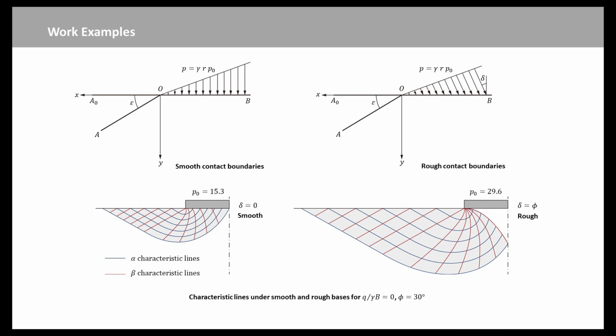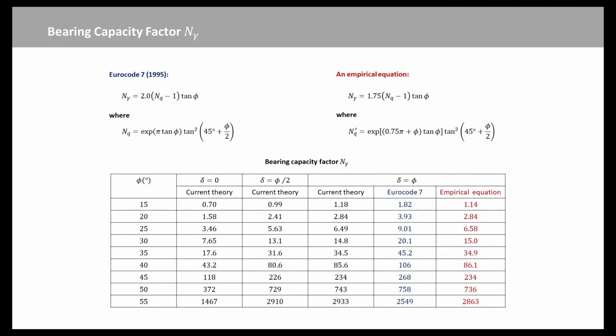When delta equal to 30 degrees, in the calculation, delta is negative 30 degrees. PO is 29.6. This slide shows the slip lines of smooth footing and rough footing. The blue curves are alpha characteristic. The red curves are beta characteristic. Now we can try to use the current method to calculate the bearing capacity factor N gamma.